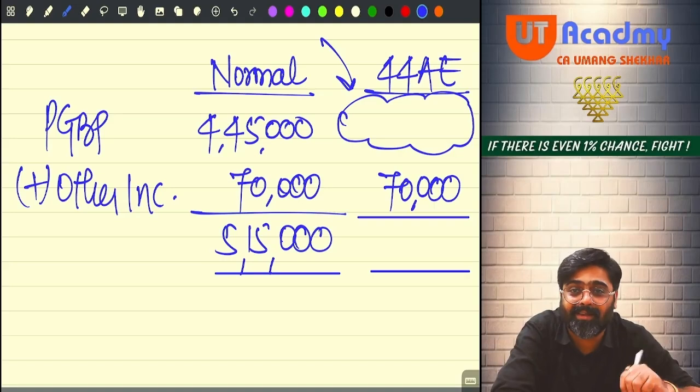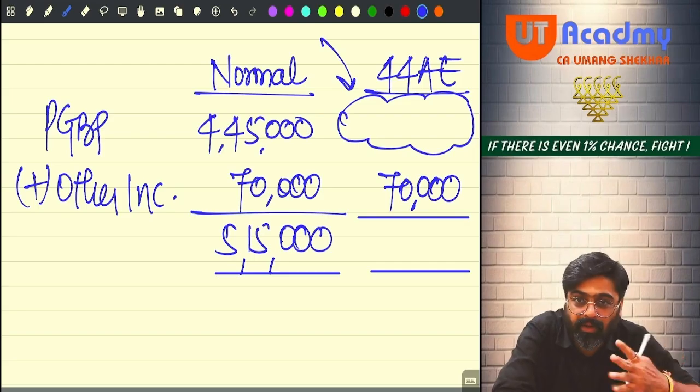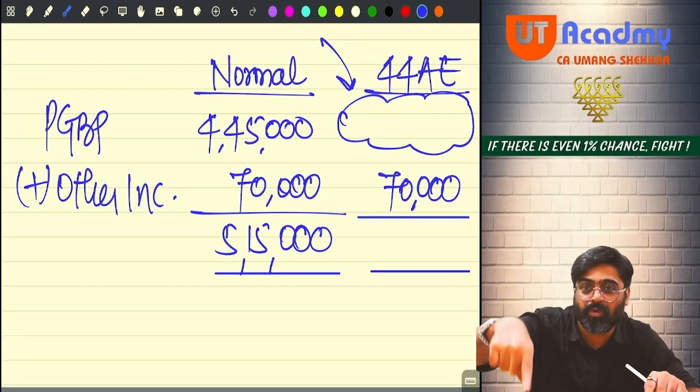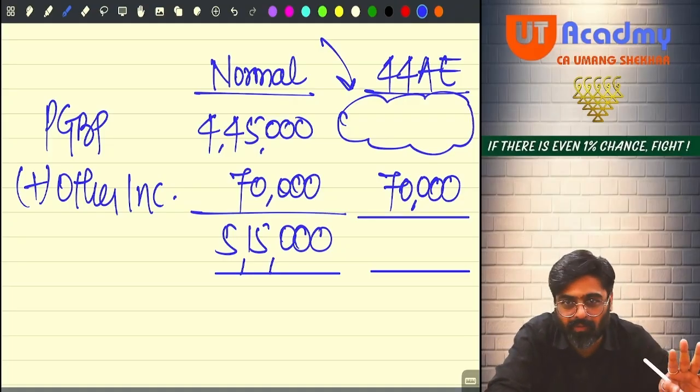If I would have twisted the question, no? If one bought and then sold, then 44AE cannot be applied. He has to show normal only. But since it is not twisted, he can follow 44AE. So now the 44AE income will be calculated.